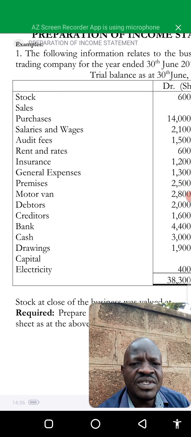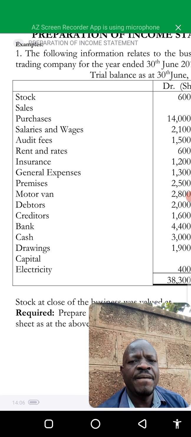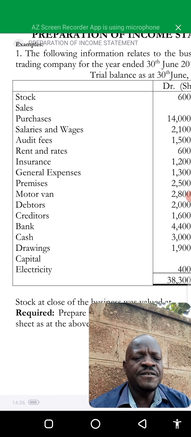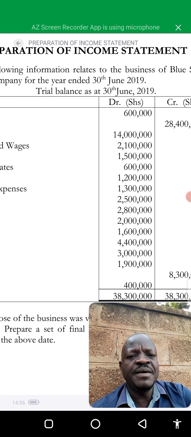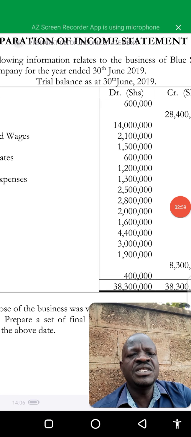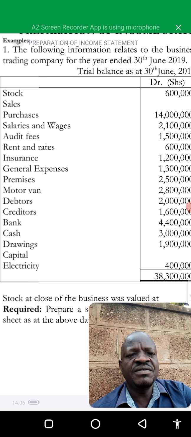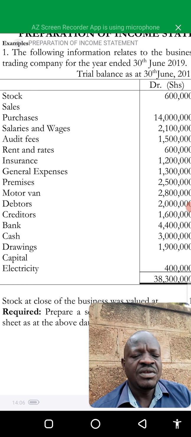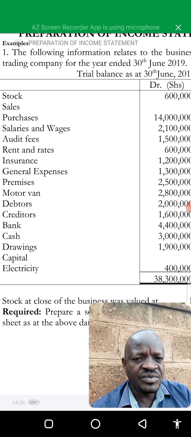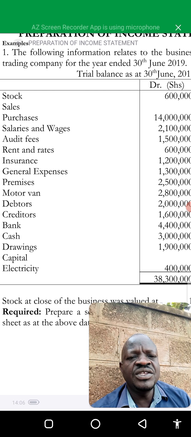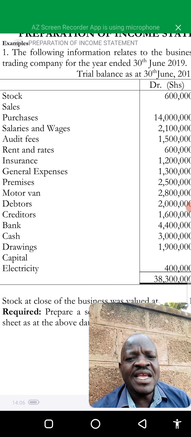So we have here an example, as you can see it. And this one says, the following information relates to the business of Blue Star Trading Company for the year ended 30th June 2019. So you can see all the items which are there.